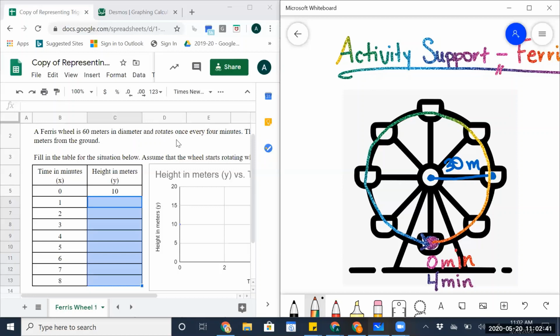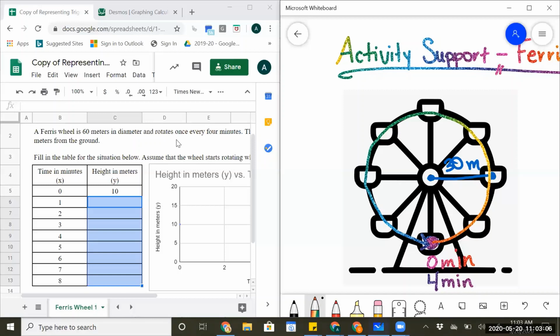Okay, that's fast or slow, that's up to you. I personally don't like Ferris wheels, but a lot of people do. 0 minutes, 4 minutes. It feels pretty fast to me. But anyway, so we've gone around in 4 minutes. Again, we're just diagramming the information that we've received from our problem here.